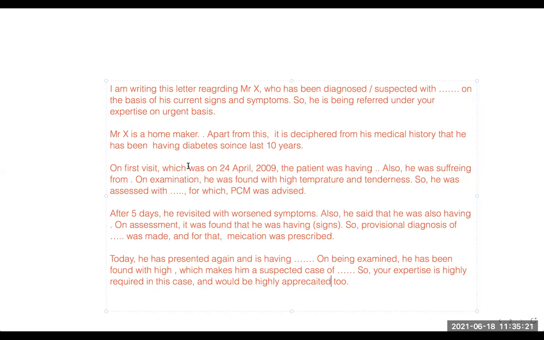So everything is learned when you listen to it repeatedly. That is why I say listen to it 3 times. So I'm writing this letter regarding this and this. But if the visit was one day earlier instead of today, never mention the date, always mention yesterday. These are the two things you have to take care of in the visit letter. If the visit was one day earlier, suppose today's date is 15th and this data is of 14th, always write yesterday. So you will get marks for yesterday and today. So yesterday he revisited, today he has presented again.